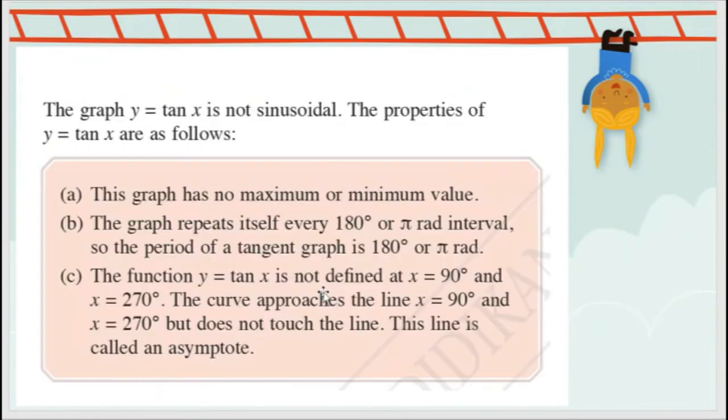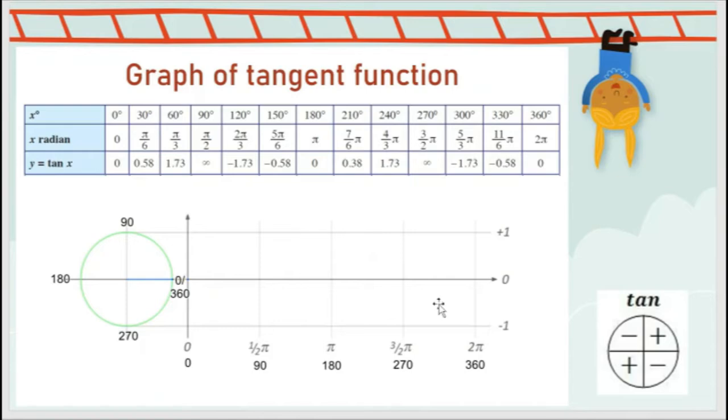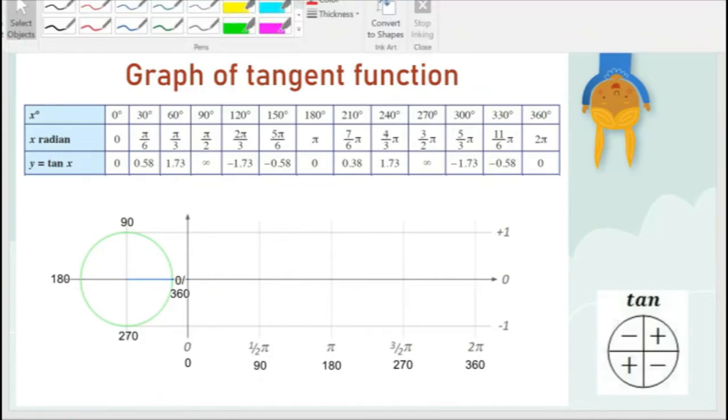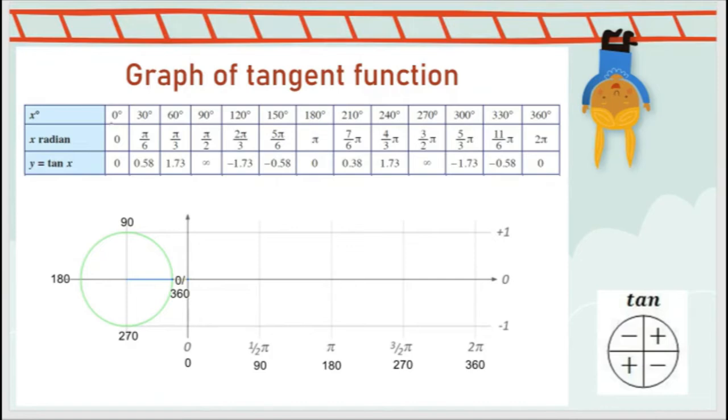Now I look at the tangent graph. The graph for the tangent is not sinusoidal. This graph has no maximum or minimum, but the graph repeats itself. For the tangent, one period is 180 degrees. So it means half a circle, not a whole circle. It's 180 degrees or pi radians only. Then the values: we draw first how we're going to draw the graph of the tangent.